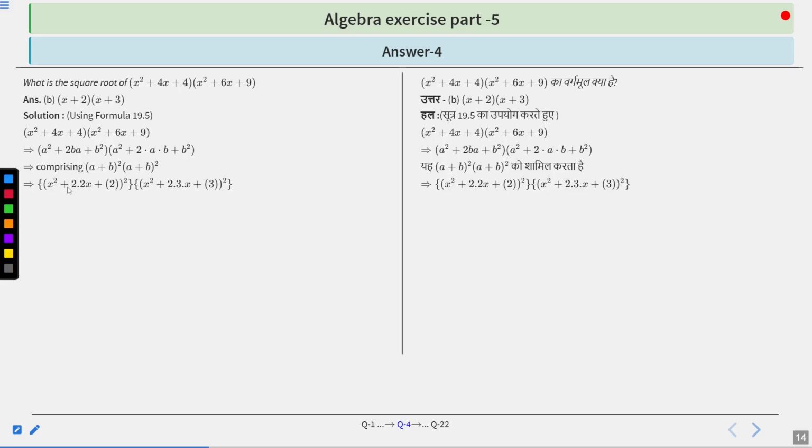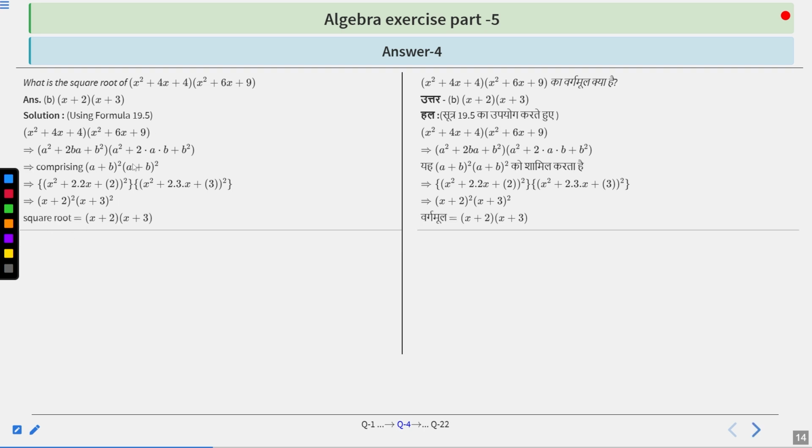So x square plus 4x plus 4 can be written as x square plus 2 into 2 into x plus 2 square. Then we have x square plus 6x plus 9. So 6x can be written as 2 into 3 into x, and 9 can be written as 3 square. That means this thing was x plus 2's whole square, and that was x plus 3's whole square.